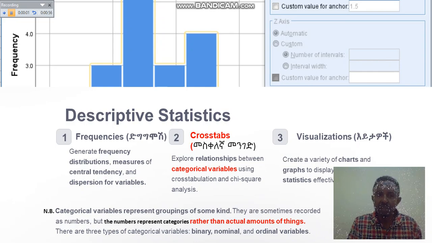And the third issue of descriptive statistics is visualization. Here a sort of illustration can be easily presented using charts and graphs in SPSS.